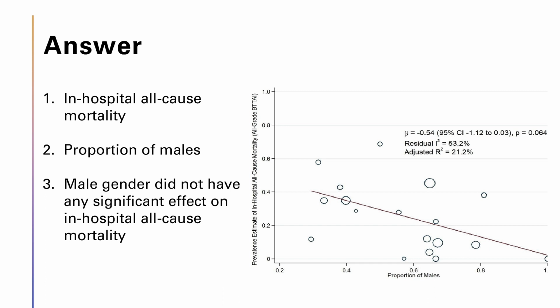Okay, so as usual, I assume everyone has gone through the questions, and now we will be discussing the answer. The dependent variable in this case is in-hospital all-cause mortality, while the independent variable is the proportion of males. The bubble plot reveals that male gender did not have any significant effect on in-hospital all-cause mortality.